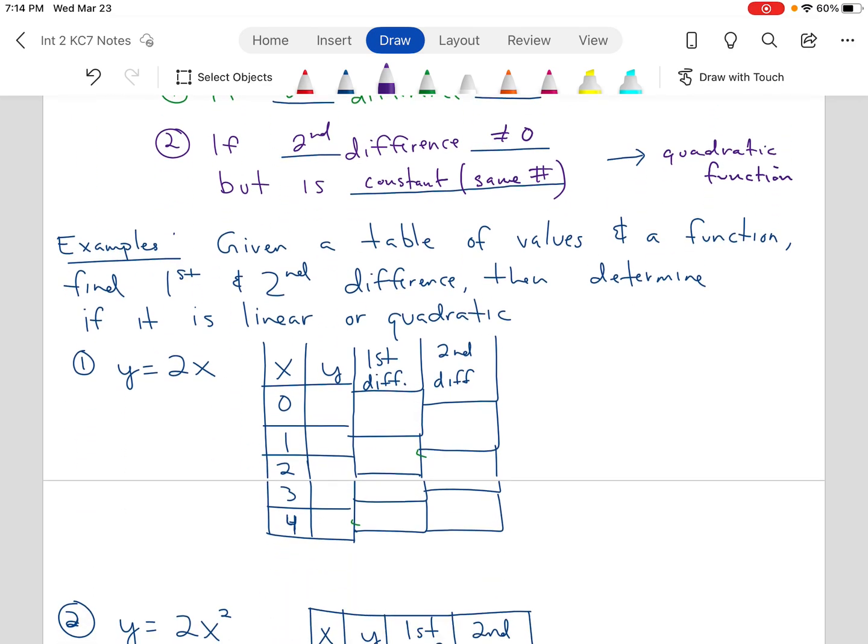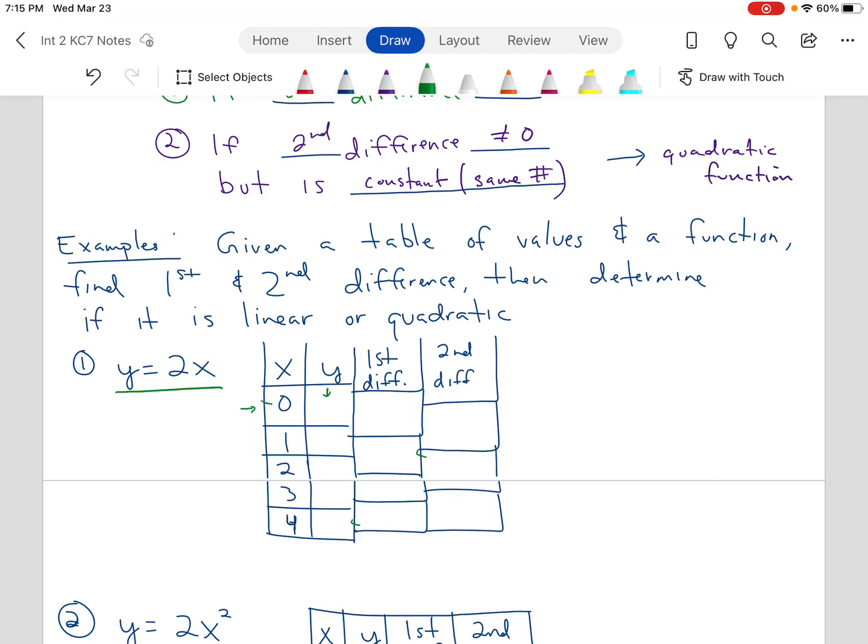So I'm going to give you a table of values and a function. Okay? You need to find the first and second difference, then determine if it's linear or quadratic. Okay, so I give you a function y is equal to 2x, and then I give you a table of values from 0 to 4. What you're going to do is to find out what this y value is right here.